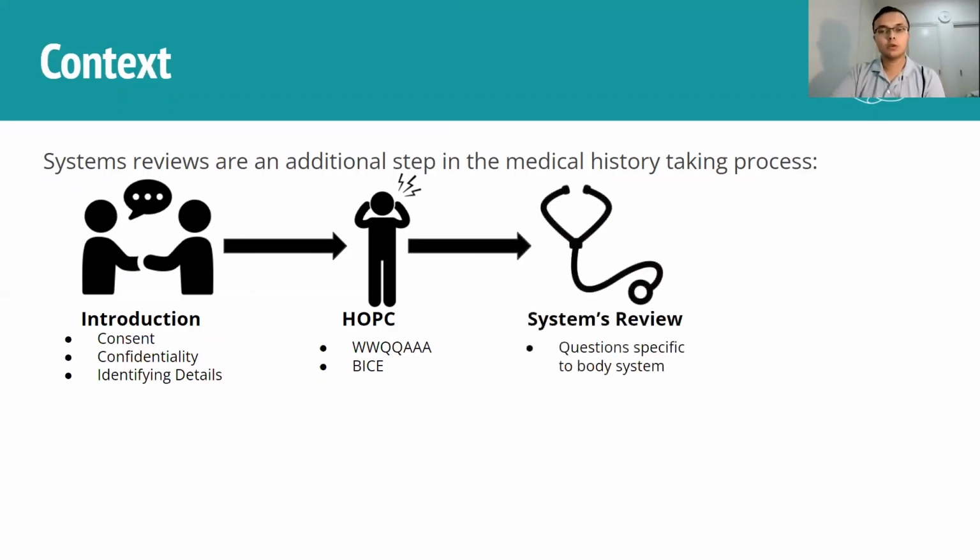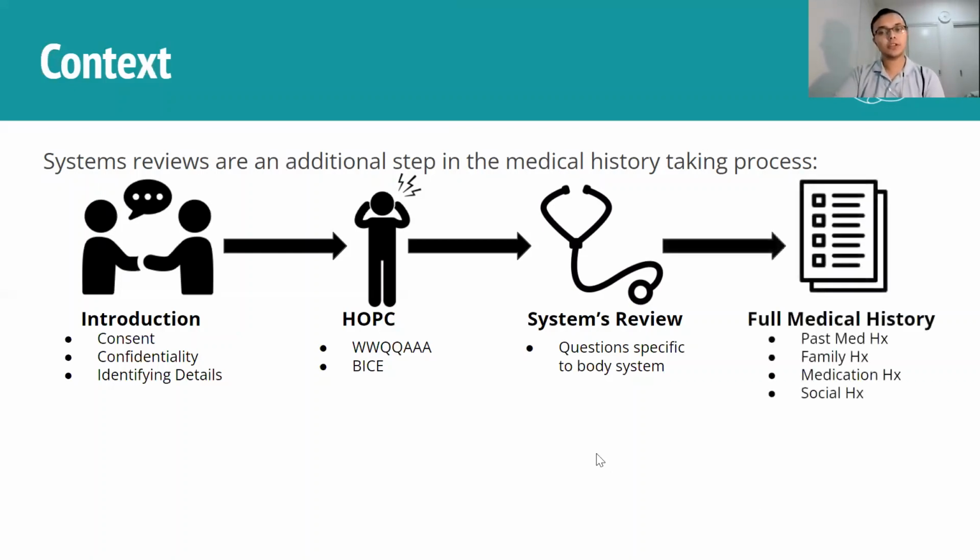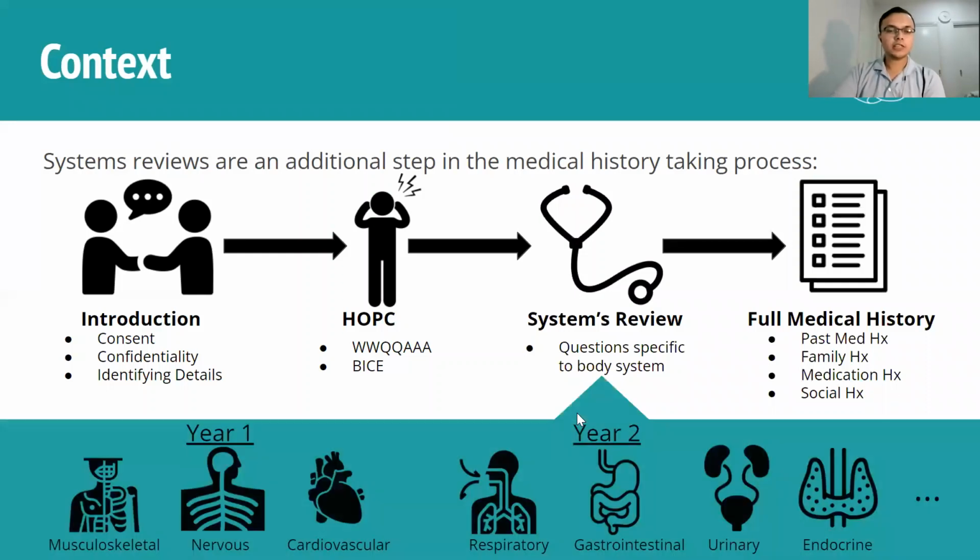Next, once you've done that, we move on to the systems review. And that's where you ask more specific questions about a particular body system that really helps you narrow down your diagnoses. And then to finish off your history, you ask about past medical, family, medication, and social history in any order that suits you. Now, in first year, we would have covered this in a lot of detail with MSK system, the nervous system, and the cardiovascular system.